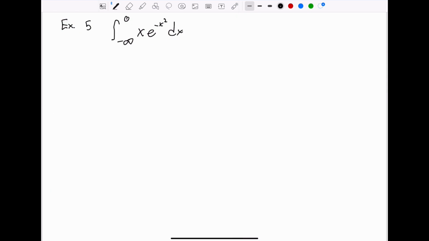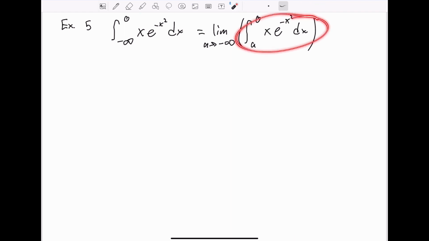The first step is to replace the problematic limit with a variable name. So we have the integral, we'll just say from a to 0 of x e to the negative x squared dx. And now we're taking the limit as a approaches negative infinity. Now we try to solve this integral using fundamental theorem of calculus part 2.